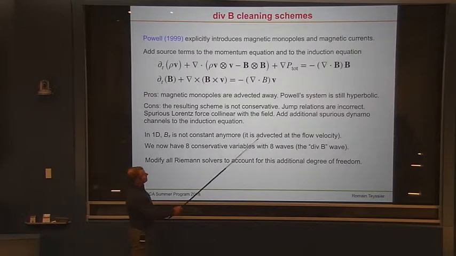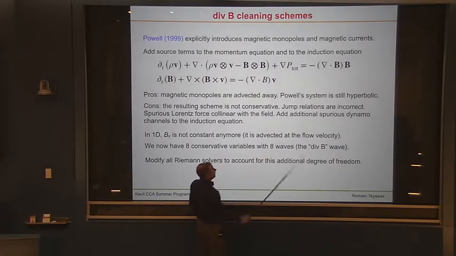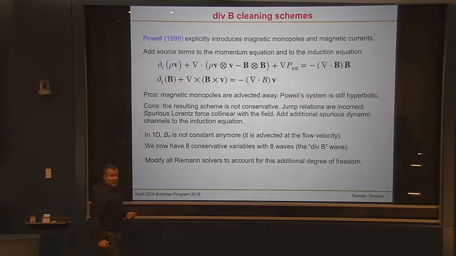The other issue, which is more subtle, is that you have this spurious force here. It's a spurious force which is collinear to the field. And so if you really want your problem to satisfy the fact that the Lorentz force is perpendicular to the magnetic field, this spurious force, of course, doesn't satisfy this, right? So if your problem really depends on the fact that you recapture the geometry of the Lorentz force, you're in trouble. This term here adds another channel for spurious magnetic field amplification, right?